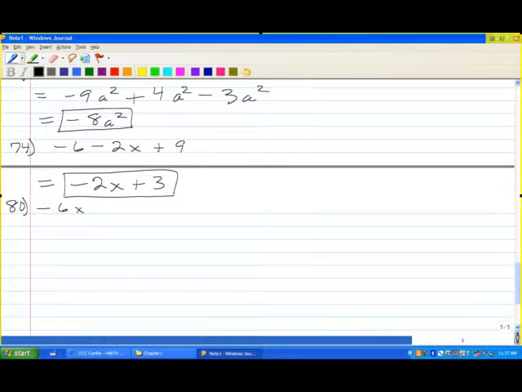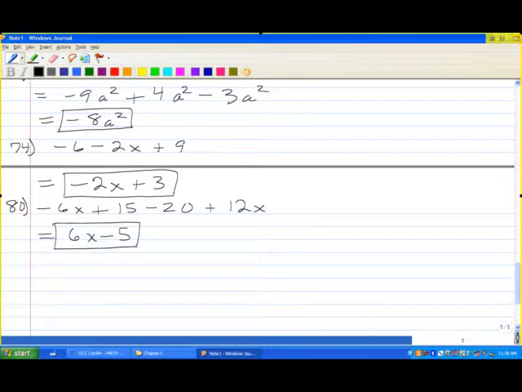Let me do problem number 80. -6x plus 15 minus 20 plus 12x. So let's combine like terms. Well, 12x and -6x, these are like terms. 12x minus 6x is 6x. 15 minus 20, well, these are like terms, so I could combine them. -5. The 6x and the -5 are not like terms. Therefore, we've simplified this as much as possible.